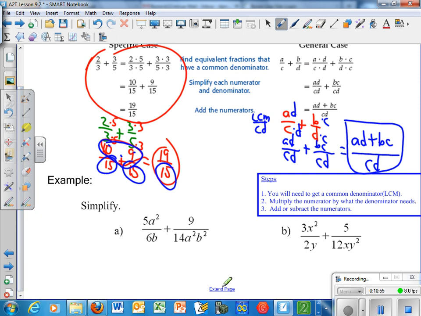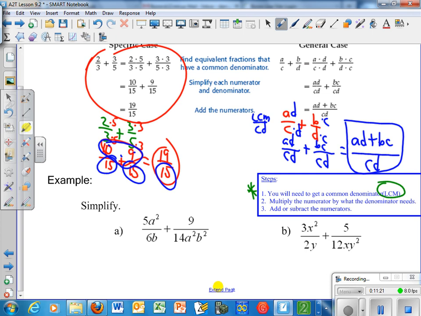Alright, so let's go down here. I listed some steps for you, so pause the video if you need to get those down in your notes. You need to get a common denominator, which is the LCM, or lowest common denominator. Multiply the numerator by what the denominator needs. These are just the steps for how to add and subtract fractions. Add or subtract the numerators depending on what the sign in the middle is.